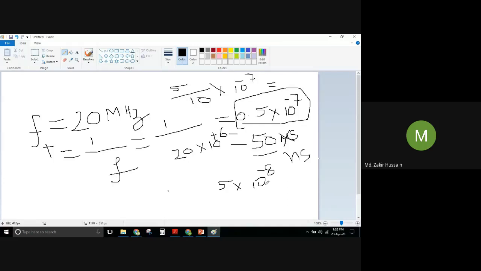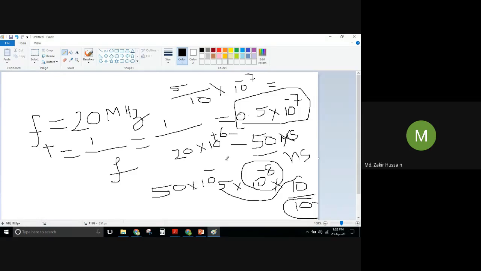So what we need here? Multiply by 10 and divide by 10. Take this 10 with this 5, that is 50, and this 10 to the power of minus 8 with the other 10 will become 10 to the power of minus 9, nothing but 50 nanoseconds. Is that clear to everyone? Yes, sir. Okay, so it's 50 nanoseconds.